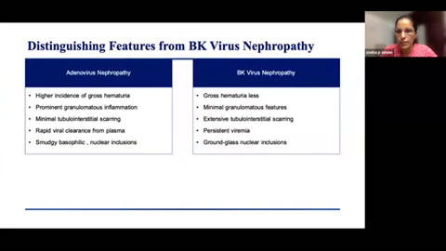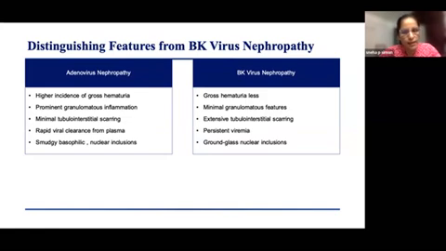So this is the pathology appearance, and there are some features which distinguish it from common viral nephropathies, that is BK virus nephropathy. Adenovirus nephropathy usually comes clinically with gross hematuria, but in BK nephropathy gross hematuria is rare, and it comes with microhematuria. And prominent granulomatous inflammation is characteristic of adenovirus, with minimal granulomatous features for BK virus nephropathy.